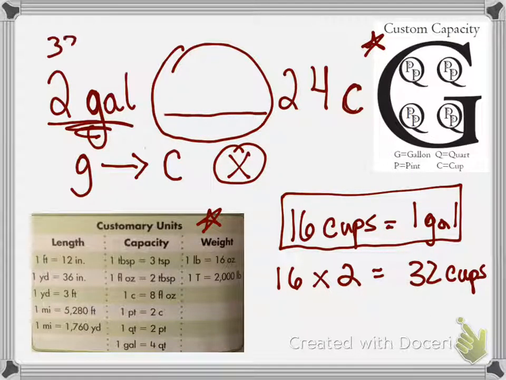So 32 cups is greater than 24 cups. We do not need to convert the other side. We only needed to convert one side to figure this out.